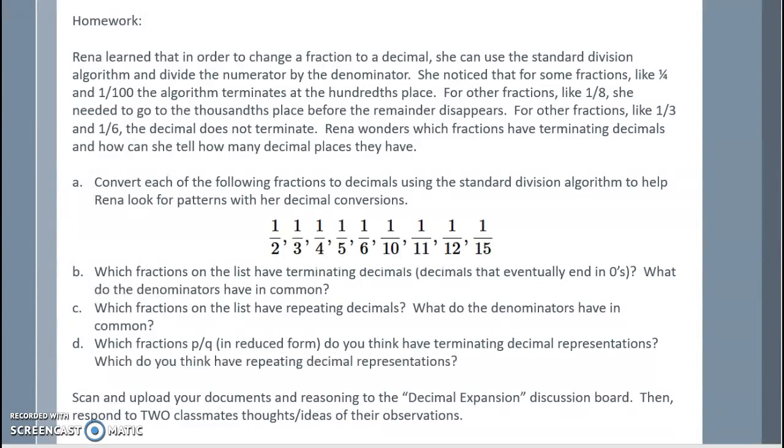Which fractions in reduced form, and P/Q is just a standard form, a generic form of writing a fraction, which fractions do you think have terminating decimal representations, and which do you think have repeating decimal representations? Scan and upload your documents and reasoning to the decimal expansion discussion board, then respond to 2 classmates' thoughts and ideas of their observations.